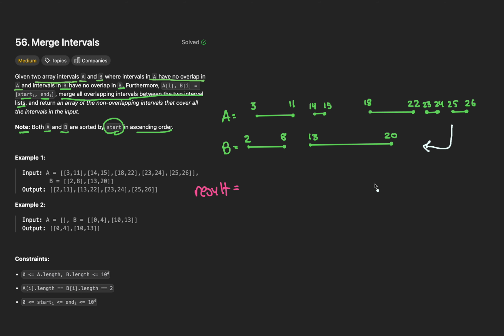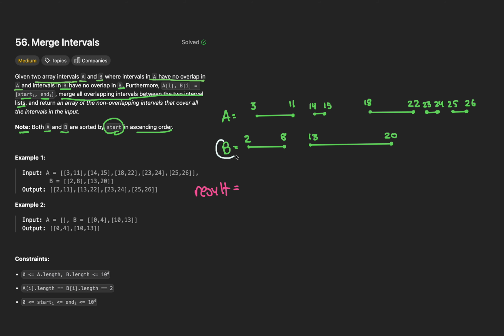The time complexity would be O(A plus B log A plus B) because sorting is the bottleneck. However, this is not good enough for Meta. Why would we resort all the intervals when they're already sorted within their own respective interval list? Let's be a bit smarter about this.